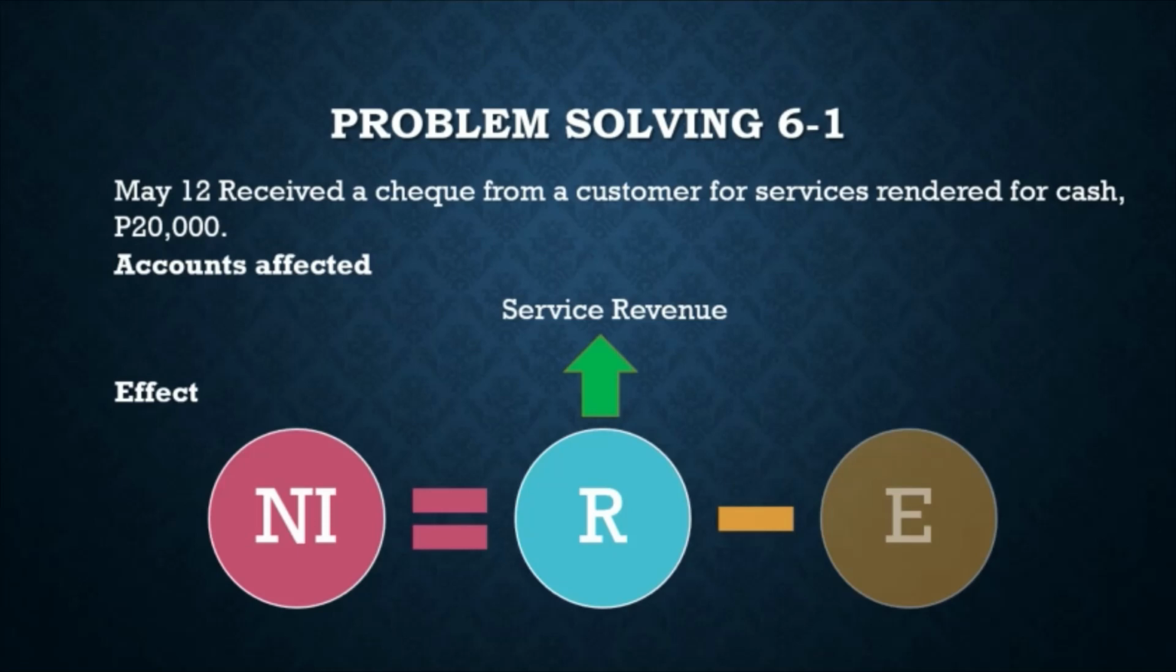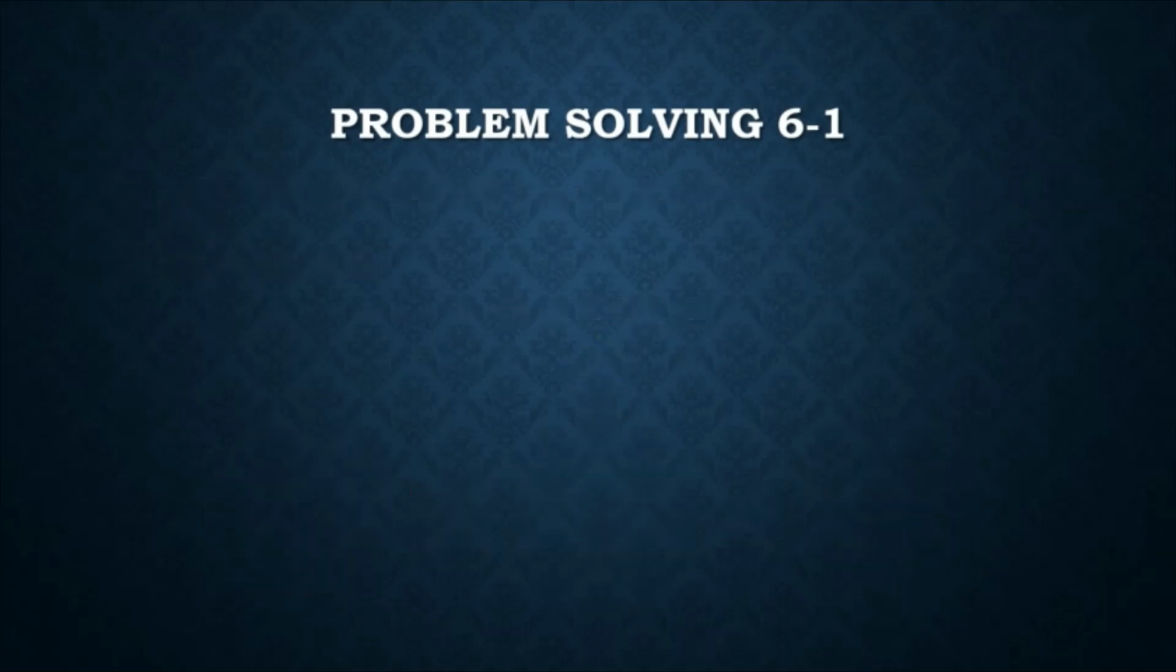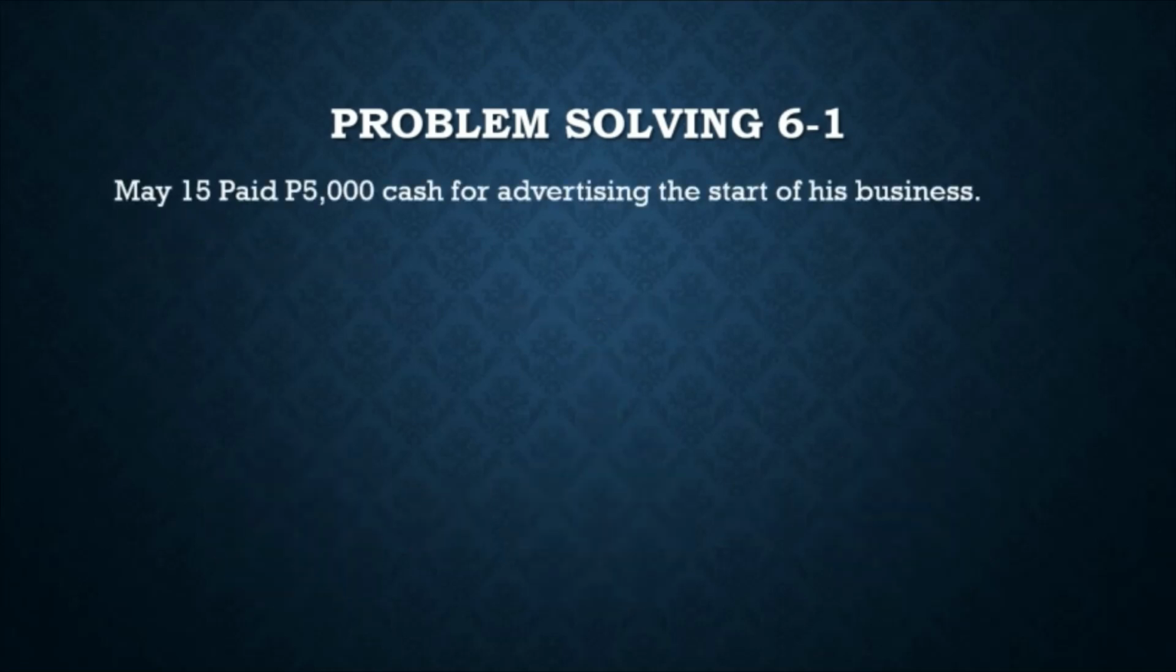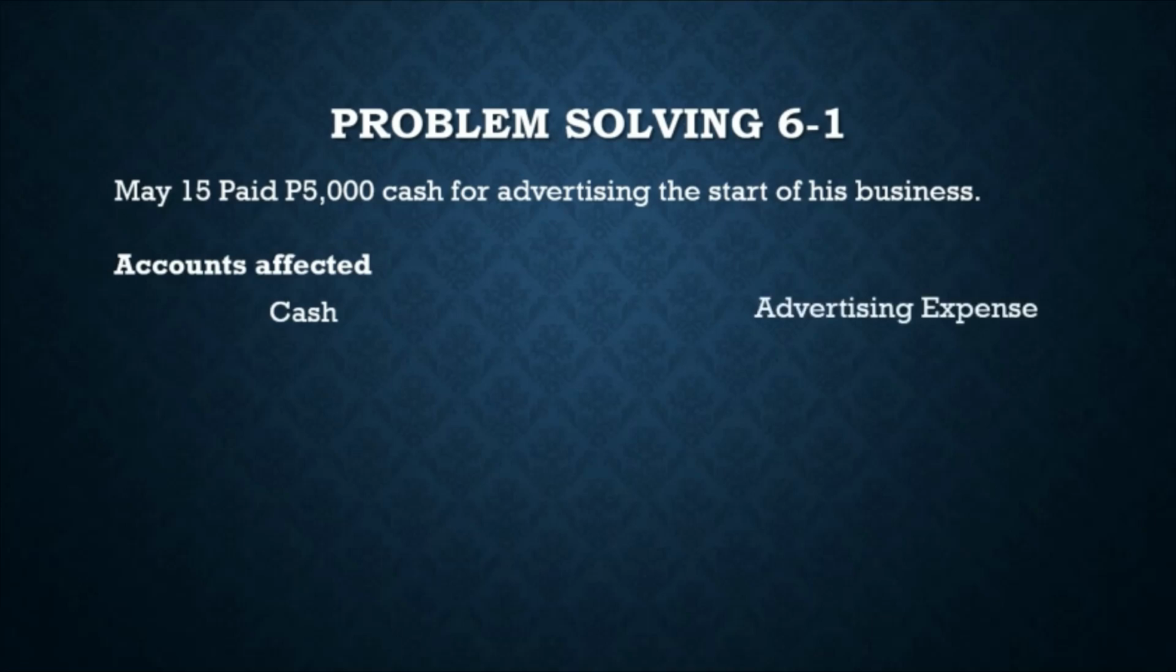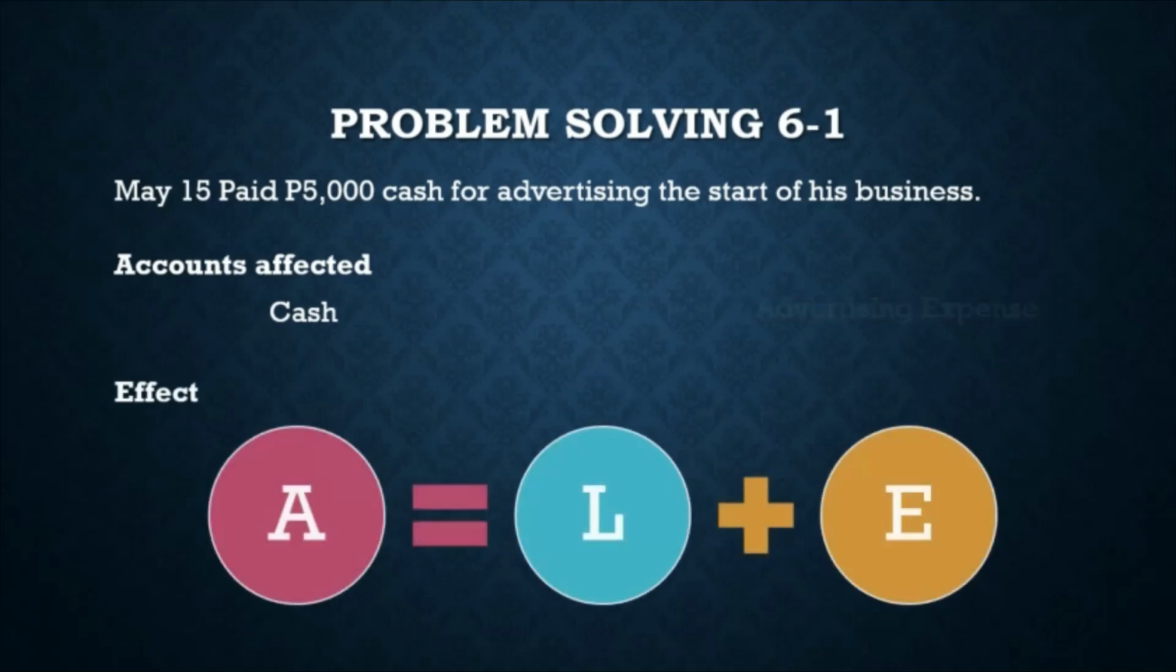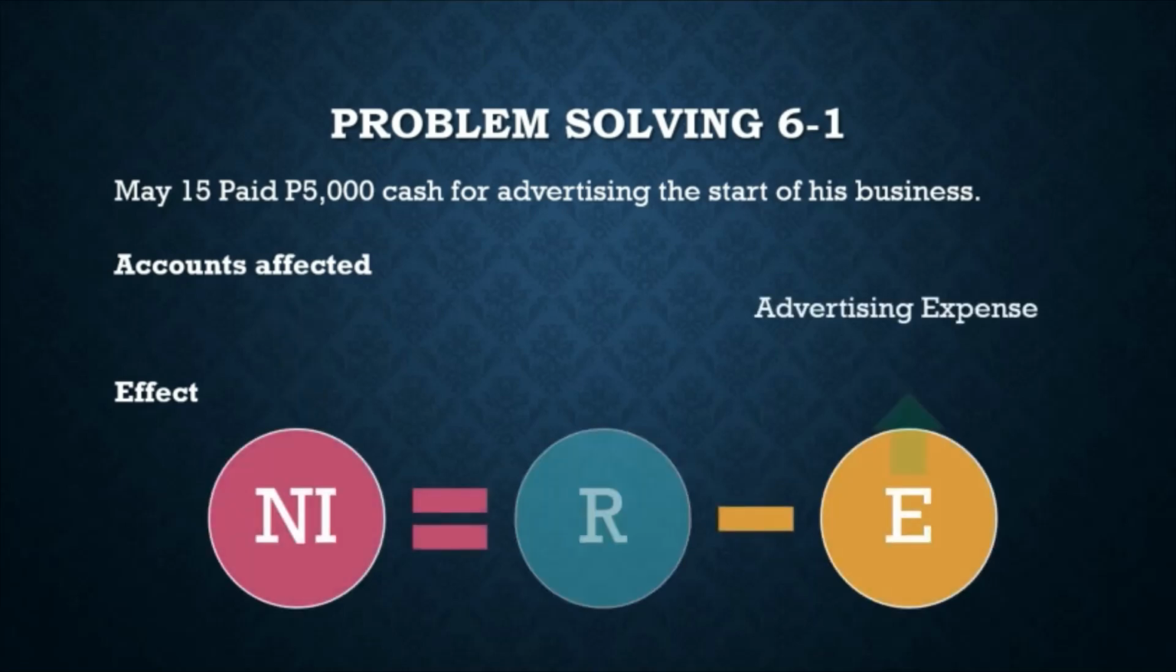So next naman, on May 15, paid 5,000 cash for advertising the start of his business. So ang accounts affected dito ay cash at advertising expense kasi nagbayad daw ng cash si Gary para mag-advertise. Ano naman ang magiging effect sa ating accounting equation? Siyempre, asset will decrease kasi nagbayad tayo ng cash amounting to 5,000. At madadagdagan naman yung expense natin since gumastos si Gary para mag-advertise.